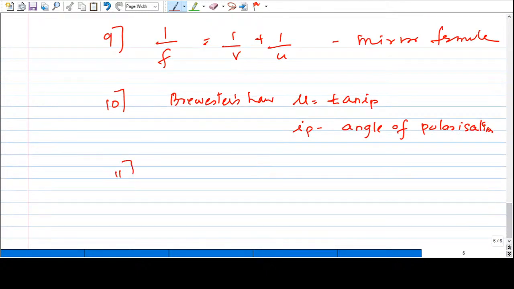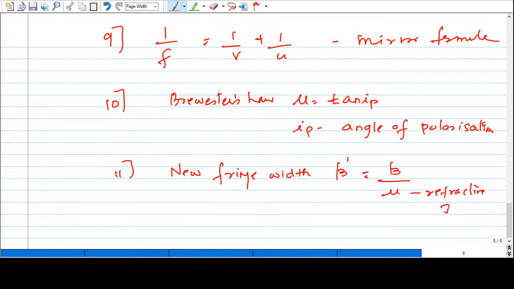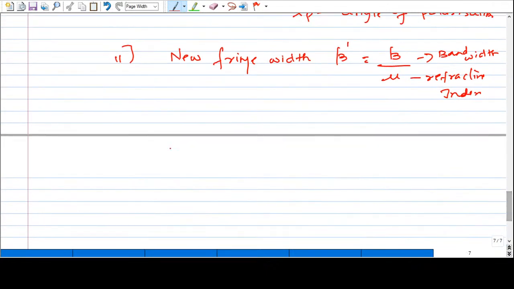Eleventh one, new fringe width. Beta dash is equal to beta by mu. Mu is called refractive index and beta is called bandwidth, you know very well. If you divide the bandwidth by the refractive index, we will get the new fringe width. Remember this. Let us go for the next one, formula number 12.